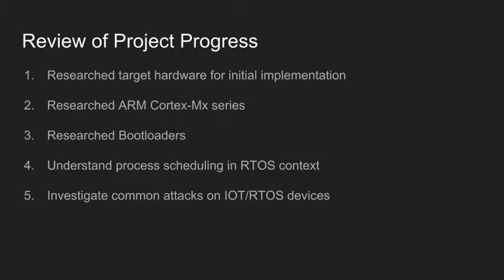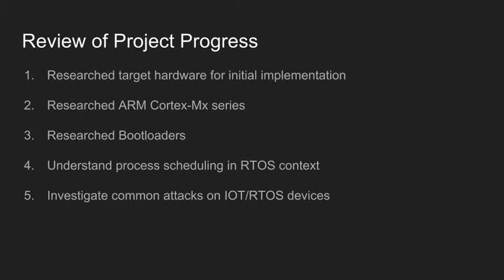So far, most of our progress has come in the form of general research or design. Specifically, we've looked into the hardware that we want to use for our initial implementation. We've looked at the ARM Cortex M series chips. This is a really commonly used chip, and it's something that we think we might be able to utilize in our own project. We've also looked into the bootloaders and how we might get that up and running, because that's going to be one of the first things we need to implement for our operating system.